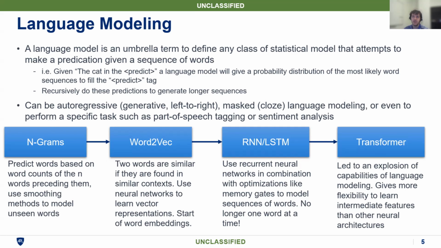No, what it's effectively doing is, given a sequence of words, so the example I have is "the cat in the blank," a language model will give a probability distribution of the most likely words to fill the predict token. So basically, what's the probability of a word at the predict token position given the word immediately before it is "the," the word immediately before that is "in," and so on. So you're just predicting the distribution of the next word in a sequence given the words around it.